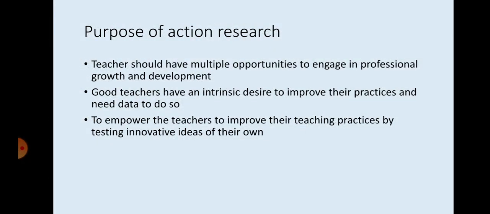Now it is about the purpose of action research. Okay, what should be the purpose? Why do we do action research? Teachers should have multiple opportunities to engage in professional growth and development, right? That is very much true. Good teachers have an intrinsic desire to improve their practices and need data to do so, right? And to empower the teachers to improve their teaching practices by testing innovative ideas of their own. Okay, so it is all about the purposes of action research. Now move to the next slide.